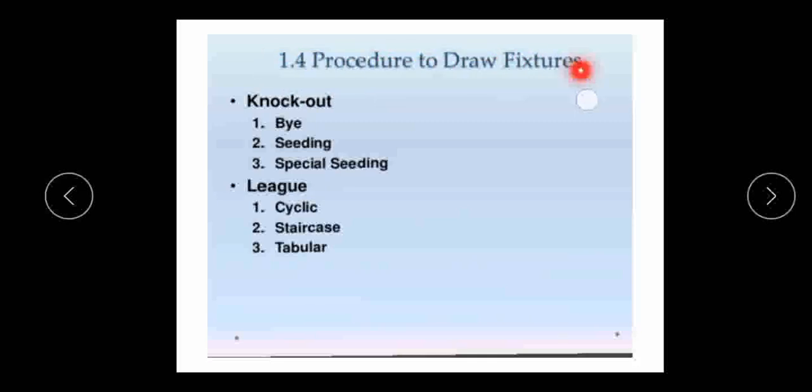The procedures to draw the fixtures: knockout, bye, seeding, special seeding, league, cyclic method, staircase method, and tabular method. What do you mean by byes? A bye is a sort of privilege given to a team to play directly in the second round. It means you qualify for the first round and play directly in the second round. Seeding means you play directly in the quarter final match. Special seeding also. For the league, these are the methods: cyclic method, staircase method, and tabular method.